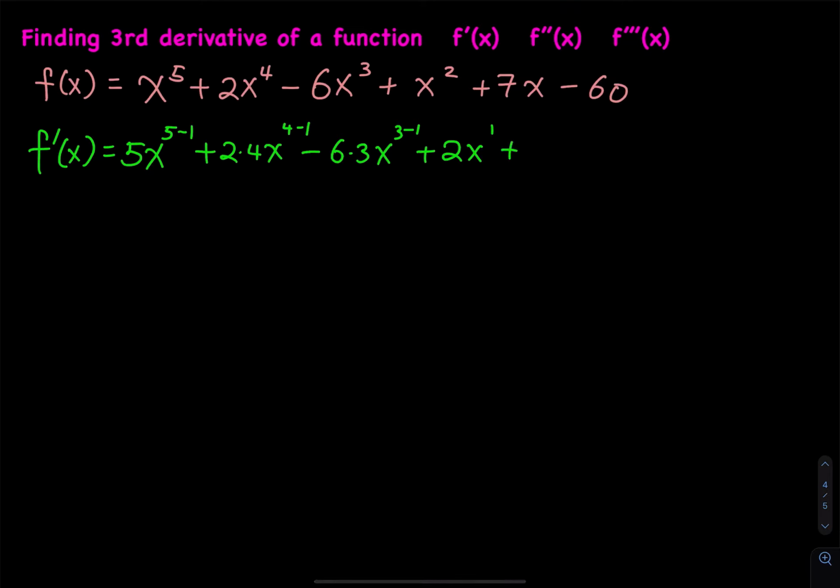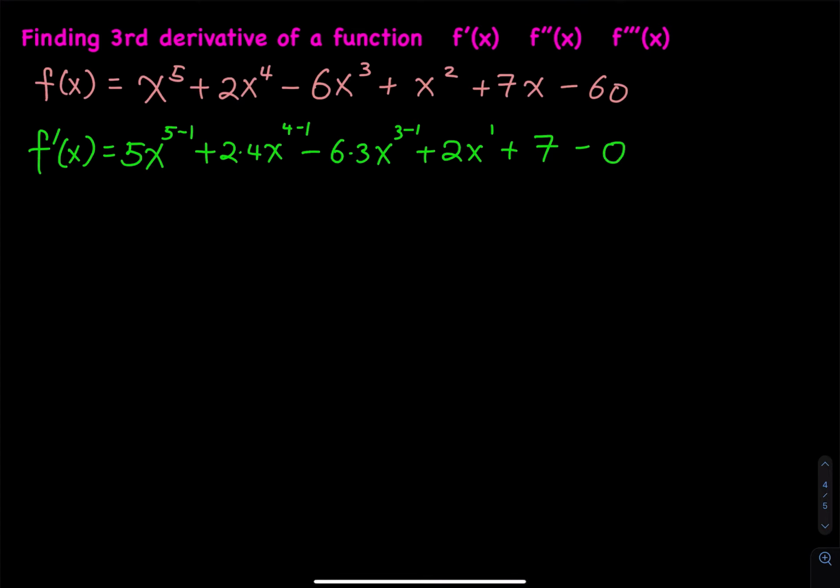And then the derivative of 7x is equal to 7. The derivative of negative 60 is equal to 0, because negative 60 is a constant value, which is a horizontal line. The slope of a horizontal line is 0. So you can either write nothing or you write a 0.